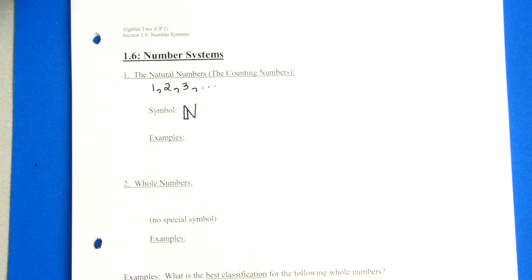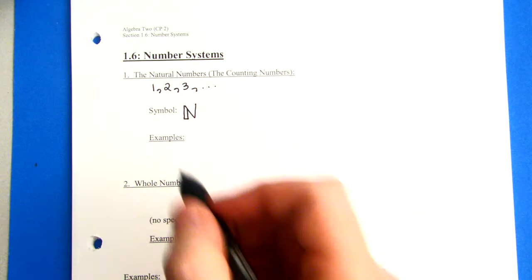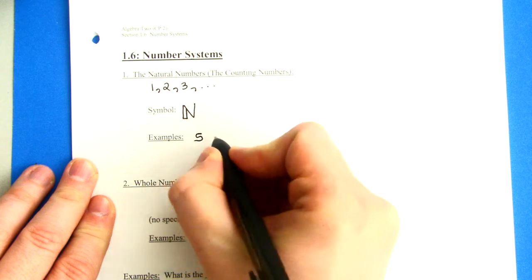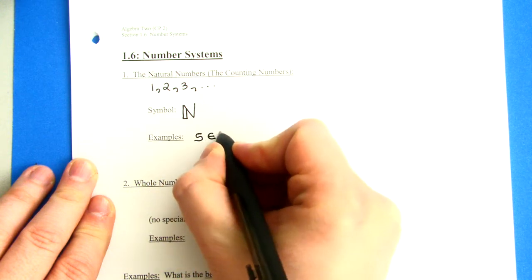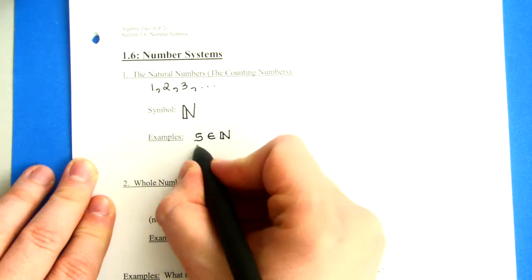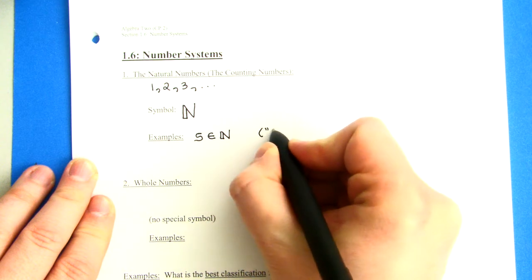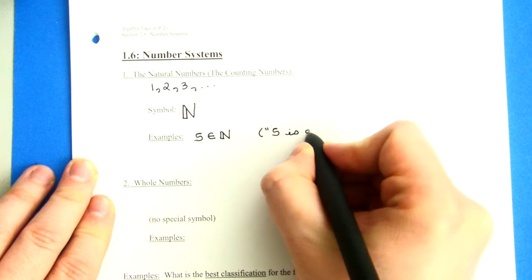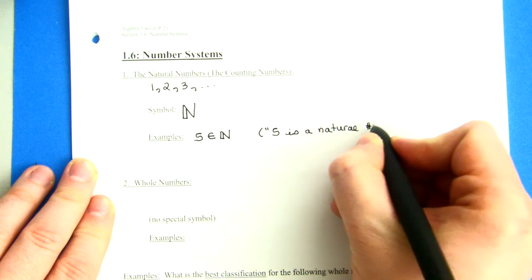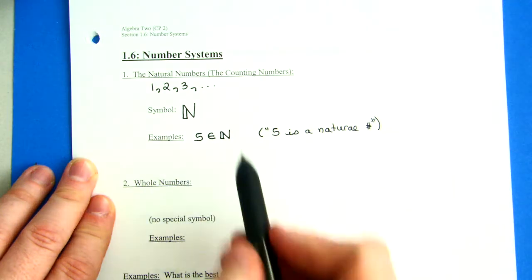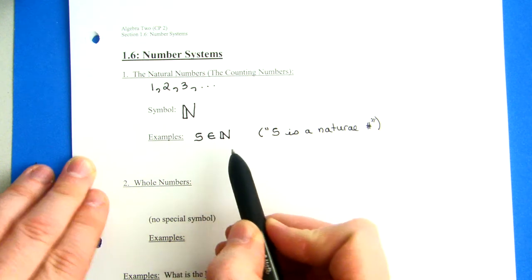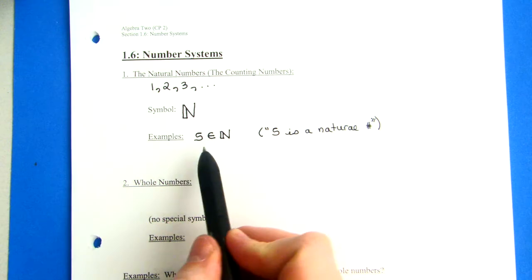And what we can do with that symbol is write out a couple statements. For example, 5 is a natural number. I can write that using math notation as 5, this curved looking E, and then our symbol for the natural numbers. I can read this line as 5 is a natural number. Technically, the symbol means is an element of the set of, so 5 is an element of the set of natural numbers. Don't worry about that. Worry about this as 5 is a natural number.